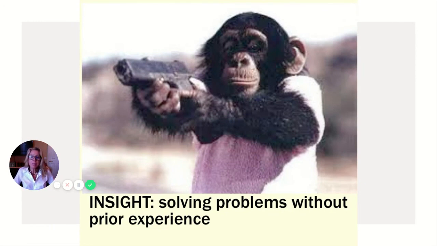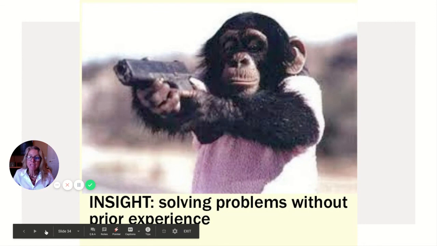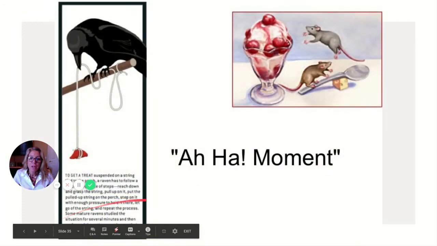The issue is this has been in books for years. It has never, ever, ever been repeated. So it's not a good example. So I always show this monkey here to remind you that experiments need to be able to be repeated, right? So you can validate those results. So these are examples of insight.